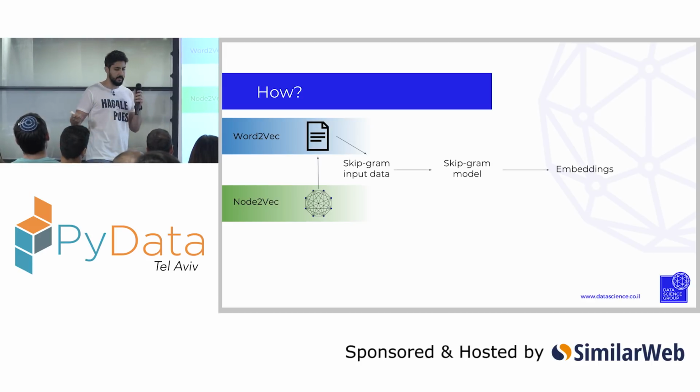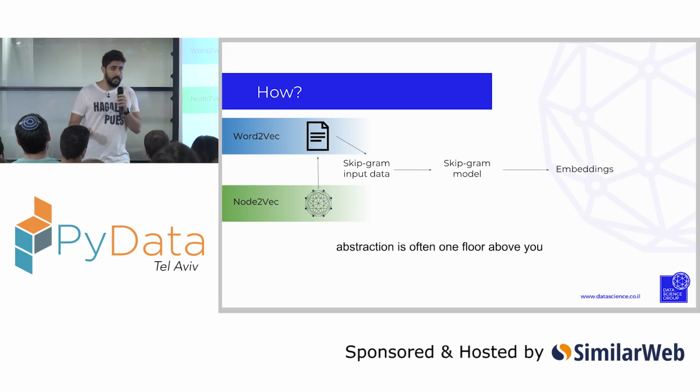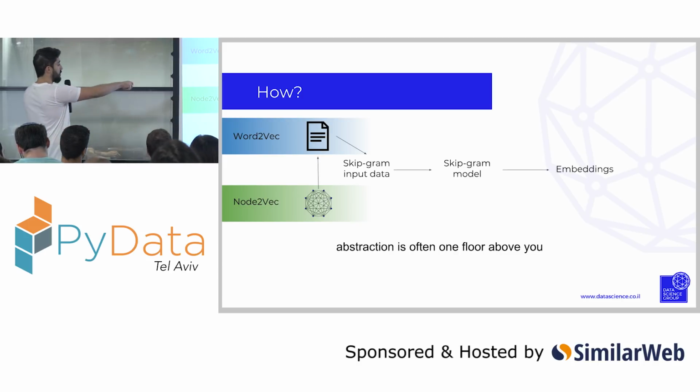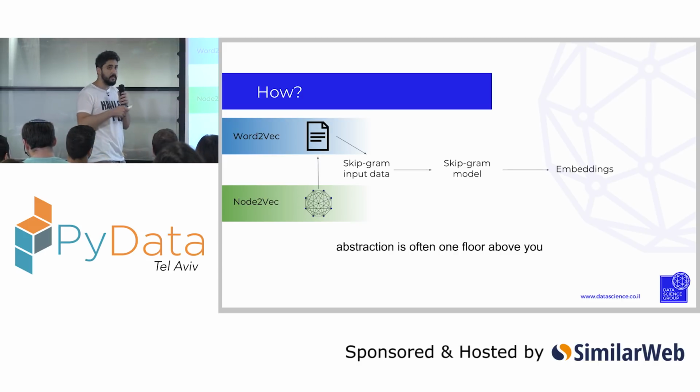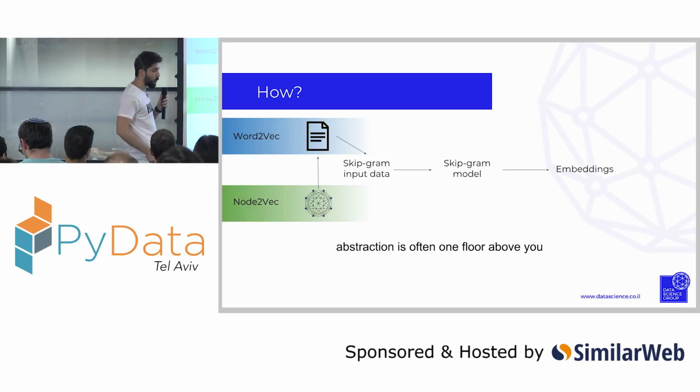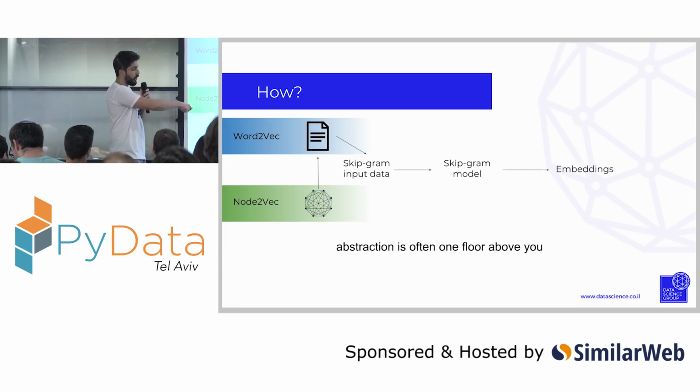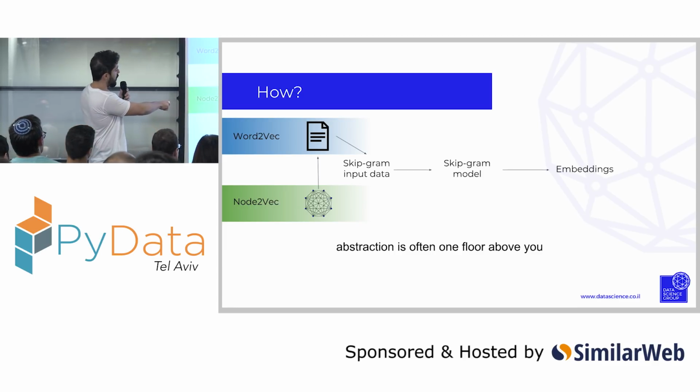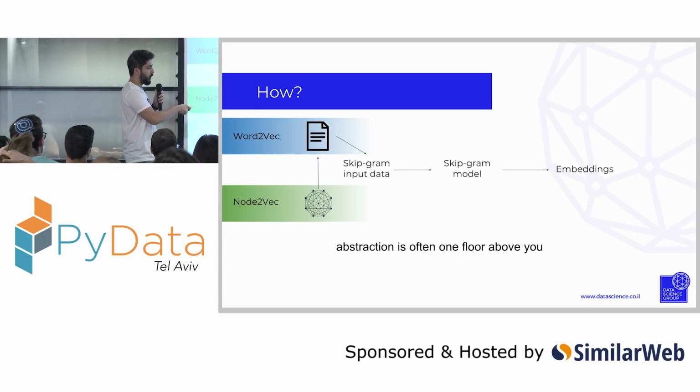So how do we do that? That's kind of weird too. So let's think about a sentence. What is a sentence? A sentence is a sequence of tokens, and it has a specific direction, right? If we were to read this sentence, we know where to start. "Abstraction is often one floor above you," a nice sentence. So we understand the structure of this. We know the first word is "abstraction," and the next word is "is," and so on.